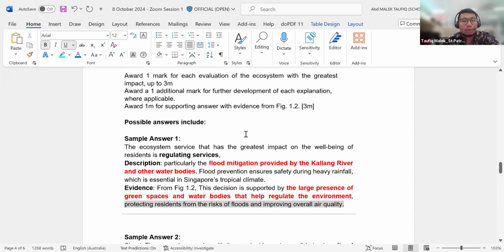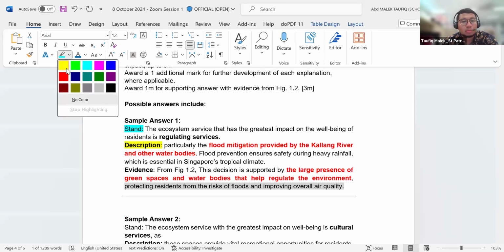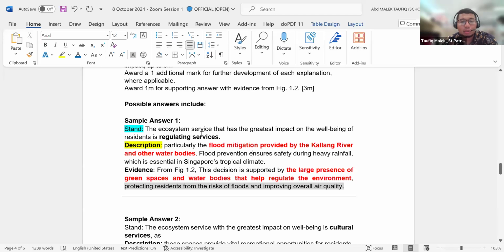The way I do the explanation is the same, right? I use stand, followed by description. I start with my stand: the ecosystem service that has the greatest impact on the well-being of residents is regulating services. So I say regulating services is the best. Followed by my description. Why is it the best? Because it is able to provide flood mitigation provided by the Kallang River and other water bodies. Flood prevention ensures safety during heavy rainfall. Safety is very important, which is essential in Singapore's tropical climate.